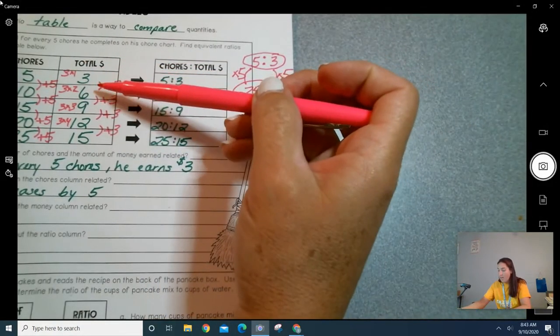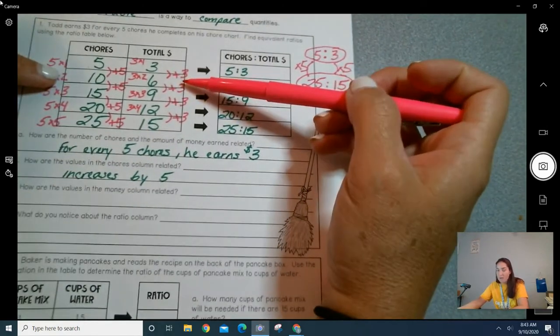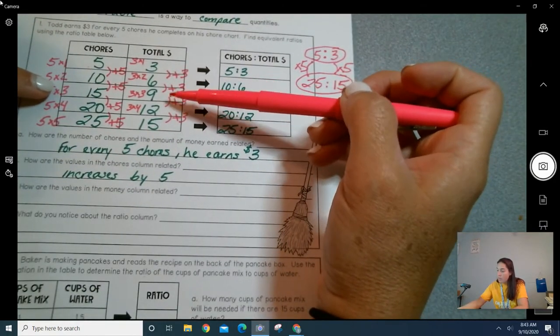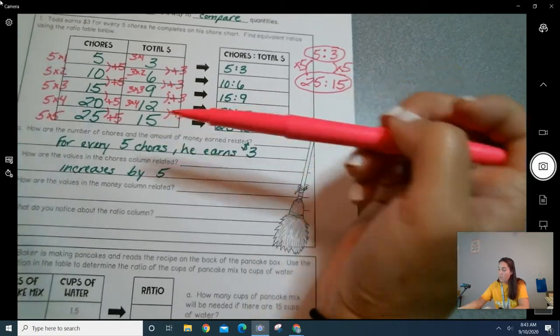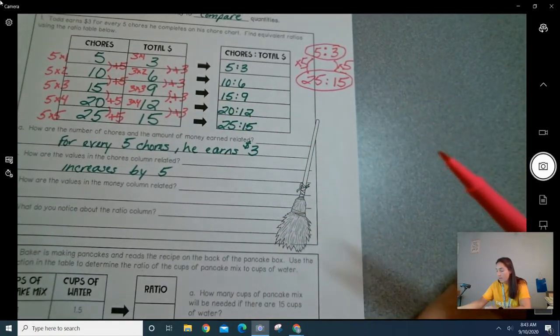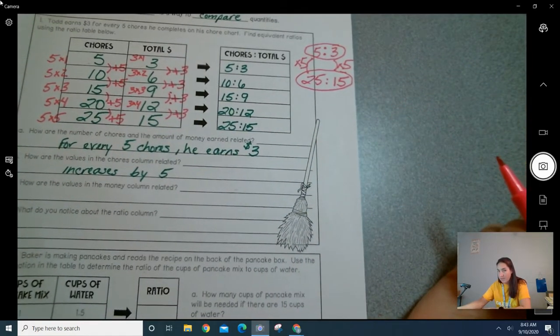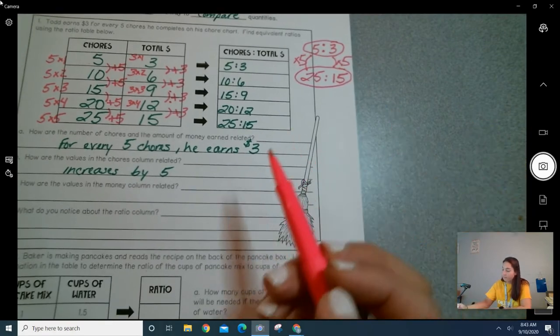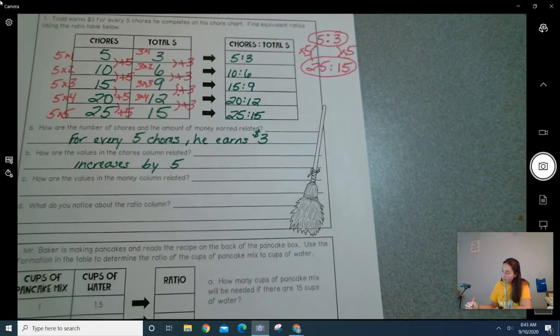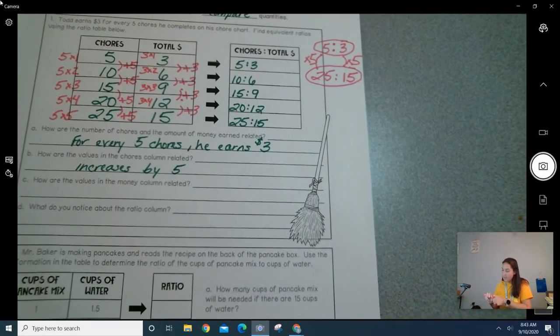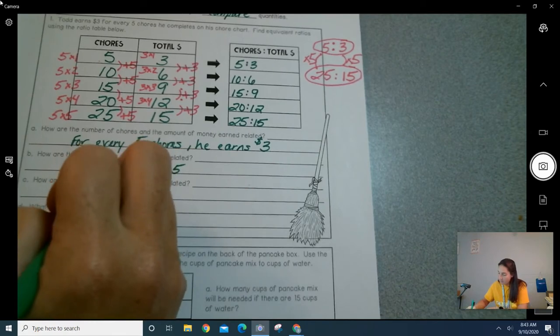And so every time you go down in this column, it gives you equivalent ratios because we're multiplying the numbers by the same factor. Okay. All right, let's look at C. How are the values in the money column related? Oh, we just did that. They increased by 3.